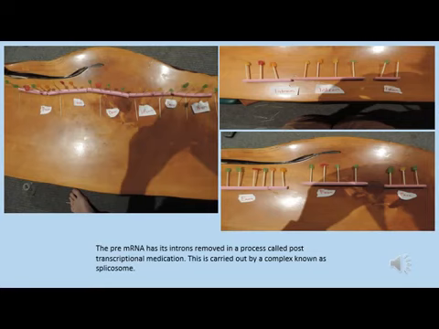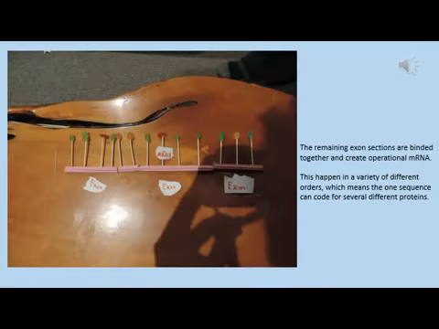In this process, the introns are removed, but the exons are kept. Once this process has been completed, the original pre-mRNA strand becomes mRNA, or messenger RNA. As I said, the remaining exon sections are bound together and create operational mRNA. This happens in a variety of different orders, which means one sequence can code for several different proteins. But we'll look at that in a little more detail later on.